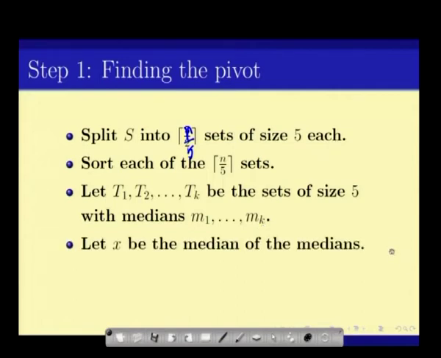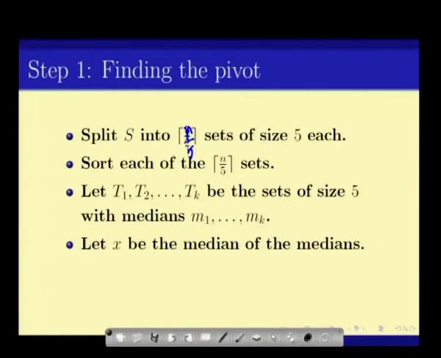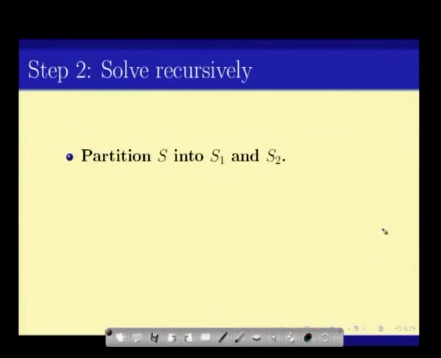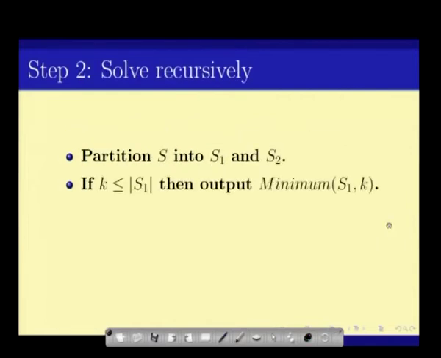And then note that to find the pivot, we didn't exactly have to sort in terms of the median. We just had to find the median of those medians. So, let x be the median of those medians, and then we partition this set S into S1 and S2 by pivoting at x, and we solve it recursively. To solve recursively, first of all we partition it into S1 and S2, and after we have partitioned, we do the following.